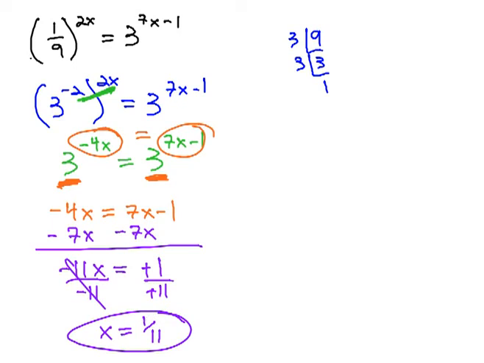We found that by writing both sides with the same base. 9 was 3 squared. The fraction, however, we can create with a negative exponent. Negative exponents create fractions. Now that the bases are the same, we can say the exponents also must be the same.